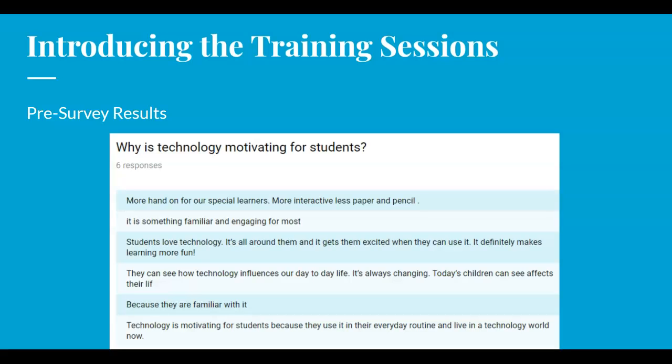They are excited to use it. It's much more fun. And it's part of their day-to-day lives. They can see how it affects them, and they are already familiar with it. So we want to tap into that to motivate them to use it in their daily routine in school as well as at home.